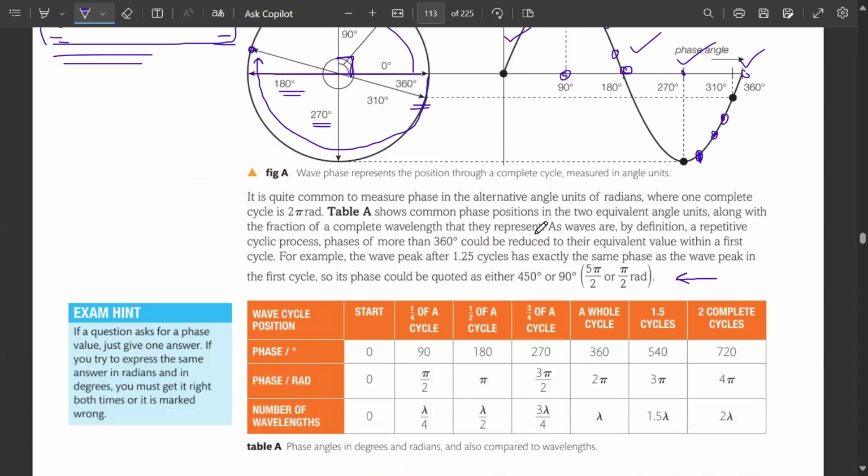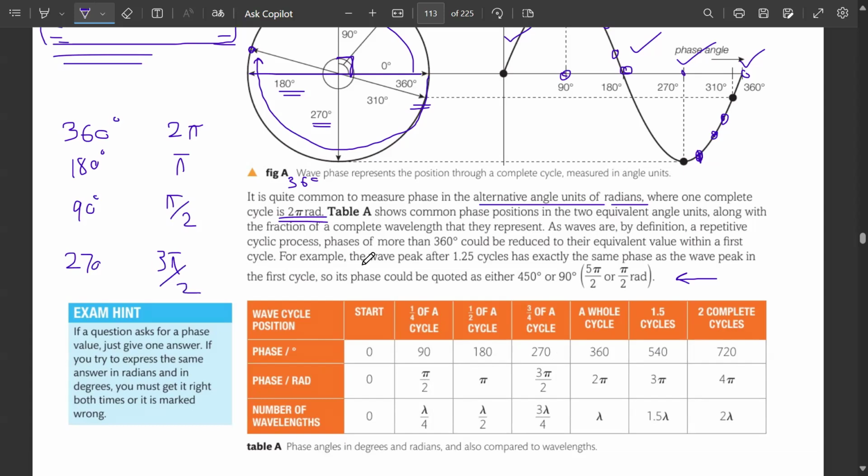It is quite common to measure phase in alternative angle units or radians, where one complete cycle is 2 pi radians, or in degrees we say it's 360 degrees. तो 360, आज conversions को देखो, 360 degree is equal to 2 pi radian, 180 degree is equal to pi radian, 90 degree is equal to pi by 2 radian, and 270 degree is 3 pi by 2 radian. These are some of the common ones.